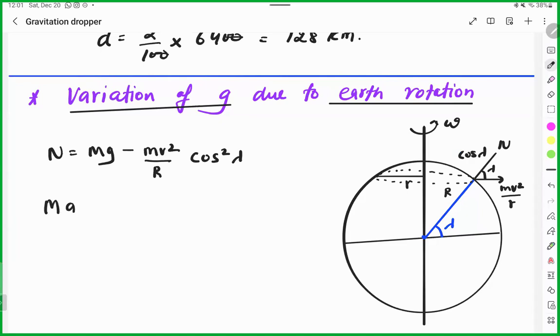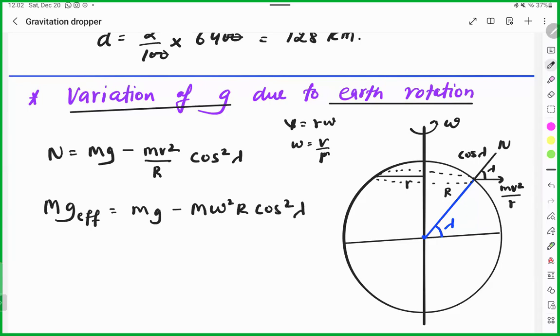This N will tell you the effective gravity is equal to mg. And if you convert this, v is equal to r omega, so omega is equal to v by r. Correct? So if you put v equal to r omega instead of v, it will be m R square omega square R cos square lambda. Ask me questions, guys. Any doubt? Any issue with this?